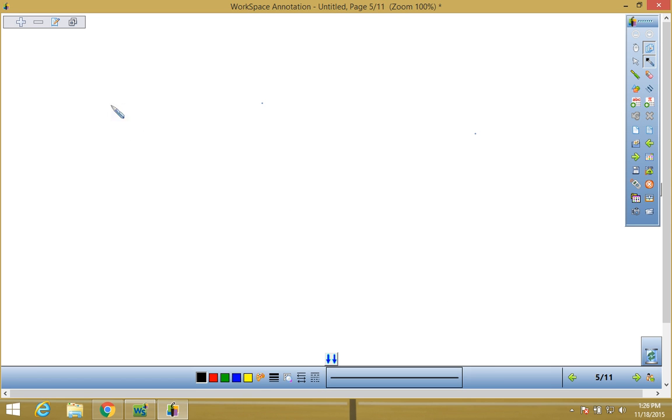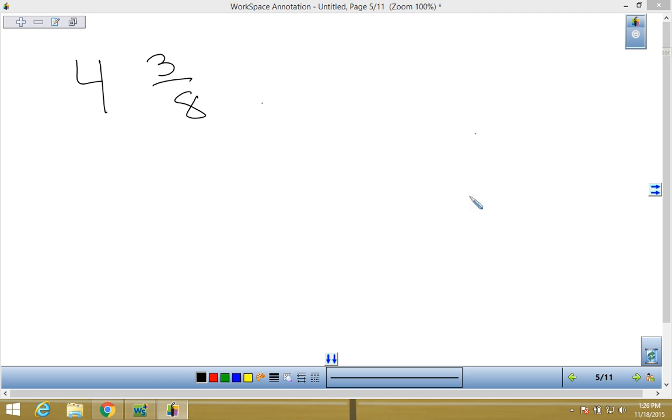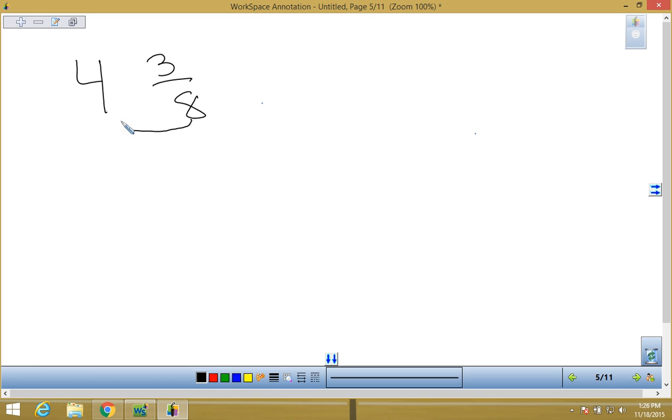Let's do another example. Let's go with 4 and 3/8. No, I'm not writing every step. So the first thing that I do, and I'm going to kind of use arrows to guide you, is I take that denominator and I multiply it by the whole number. I do 8 times 4. 32. Which gives me 32. I'm kind of working the circle around my whole numbers.